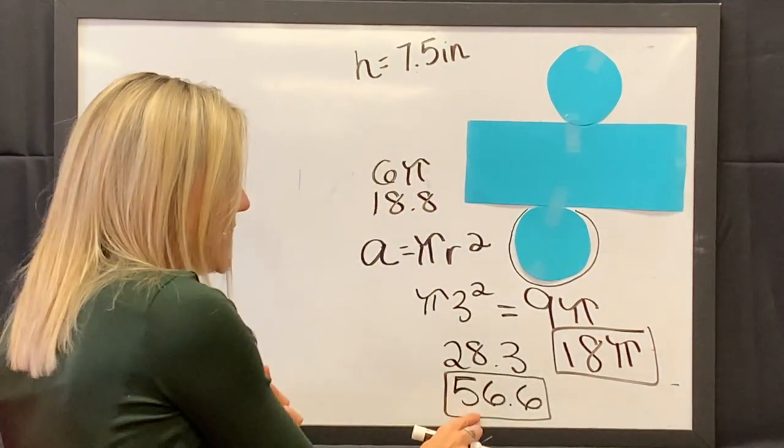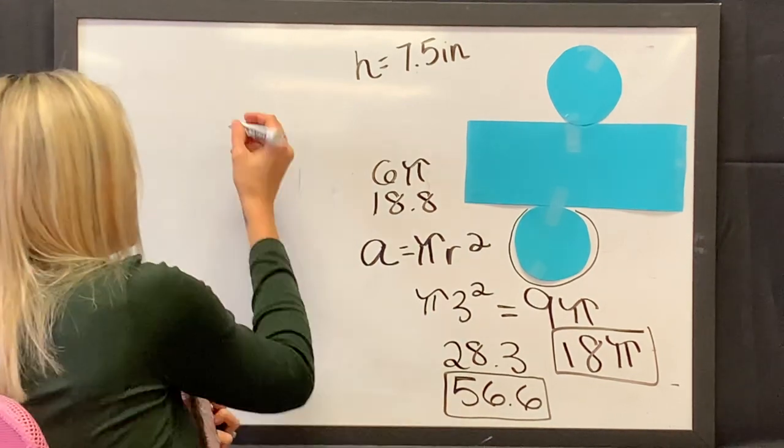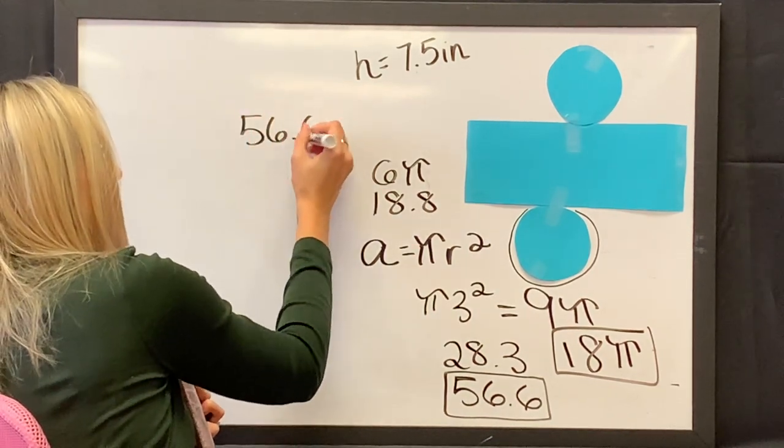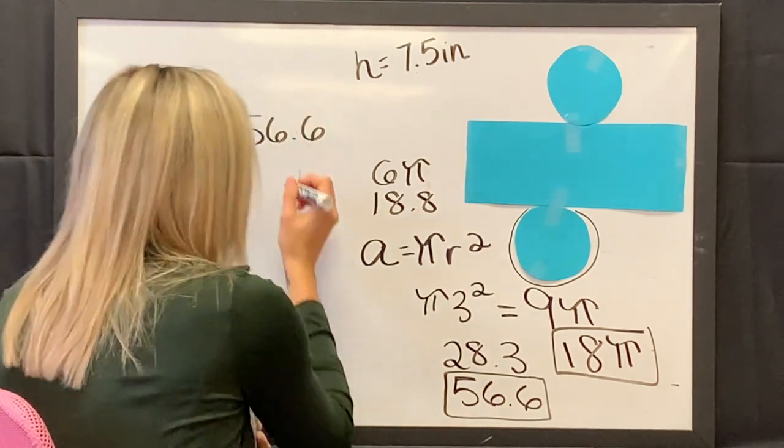So I would take this area of both of my circles, 56.6, and I would add to it 141.